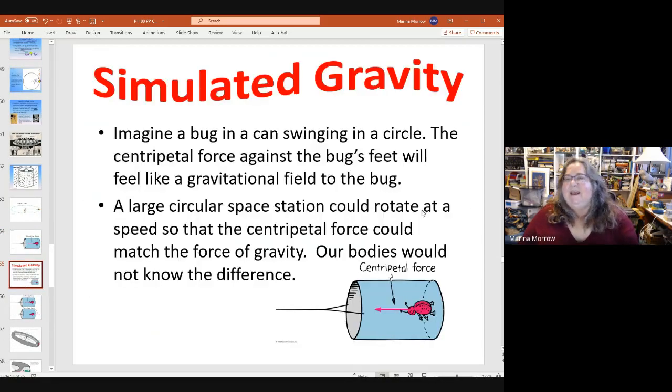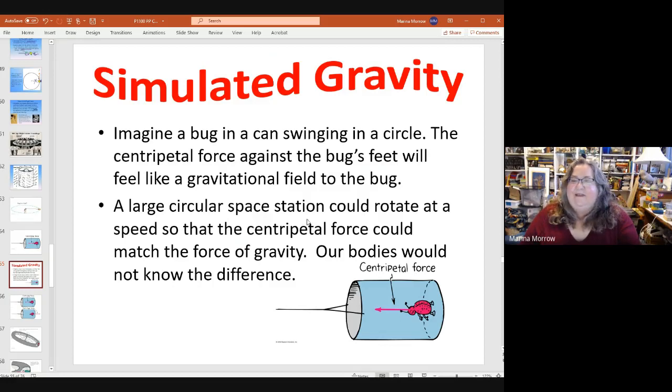Now, the idea is that we could cause what's called simulated gravity. The simulation is the idea that that force against our feet is what we experience as gravity, as a gravitational field, because we're pulled down by gravity, and then we hit the surface of the earth, and that surface of the earth has a normal force that pushes us the other direction. So that's what we feel as gravity, that force against our feet.